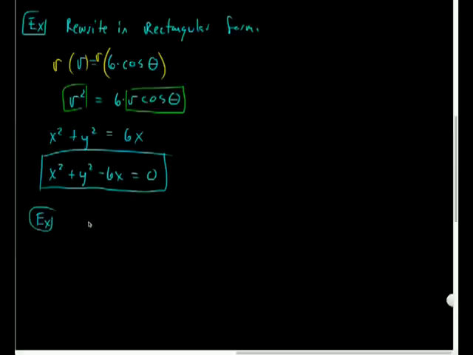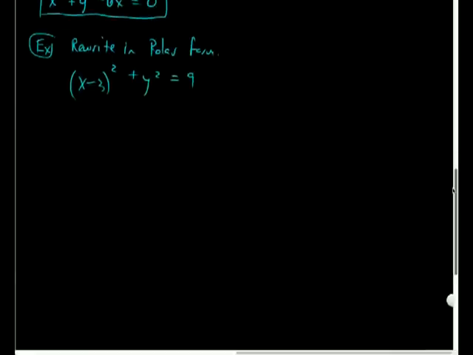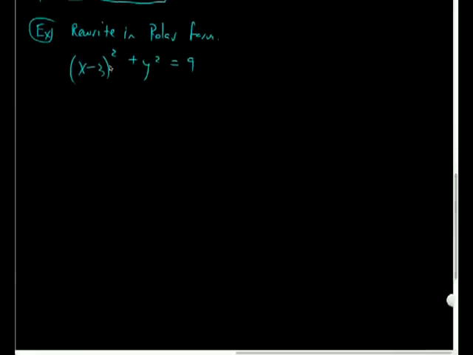Similarly, you can go in the other direction. This will be our last example for the video, and we're doing okay for time. So let's see, rewrite in polar form. Suppose I have the equation (x minus 3) all squared plus y squared equals 9. So here looks like an equation of a circle, center at (3, 0), radius of 3. And I want this in polar form, so I don't want any x's and y's, I just want r's and thetas.